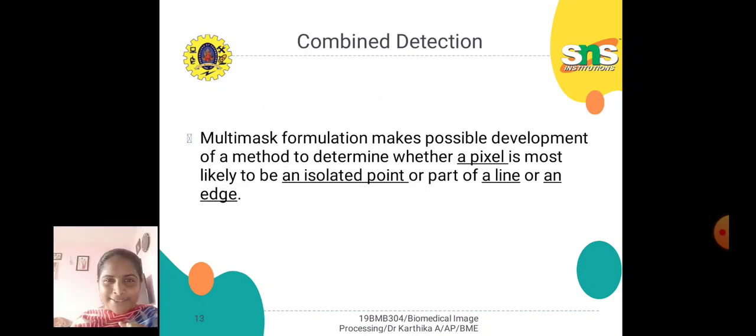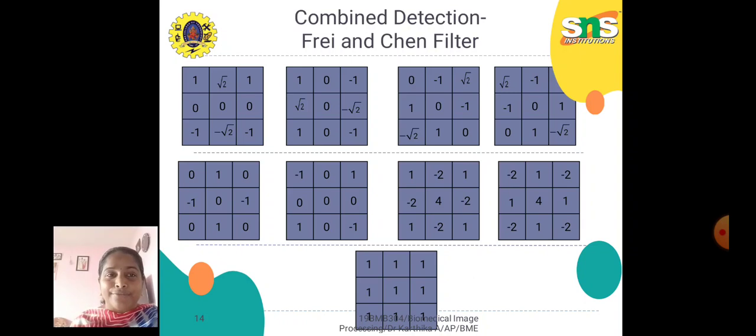What do we mean by combined detection? Multi-mask formulation makes possible the development of a method to determine whether a pixel is most likely to be an isolated point or a part of a line or an edge. So here we have combined detection. See here the first, second, third and fourth ones, and the last one. Based on the Frei and Chen filters, we can use combined detection.